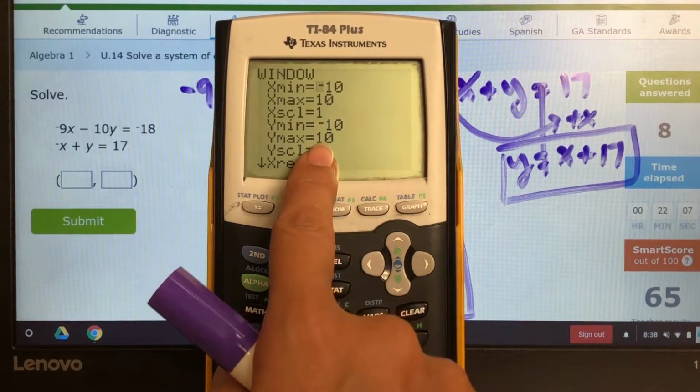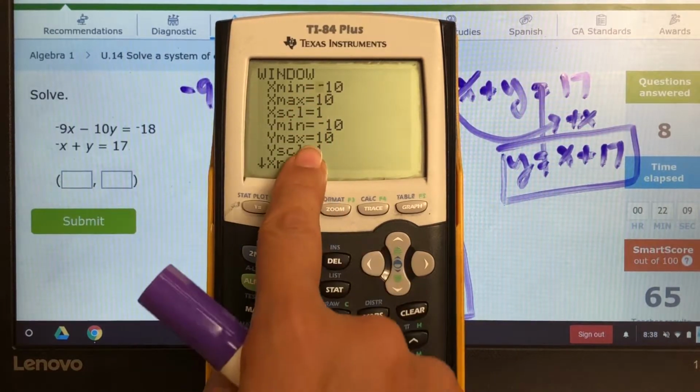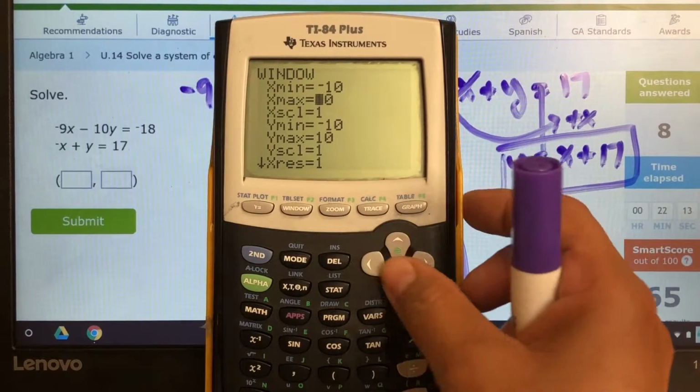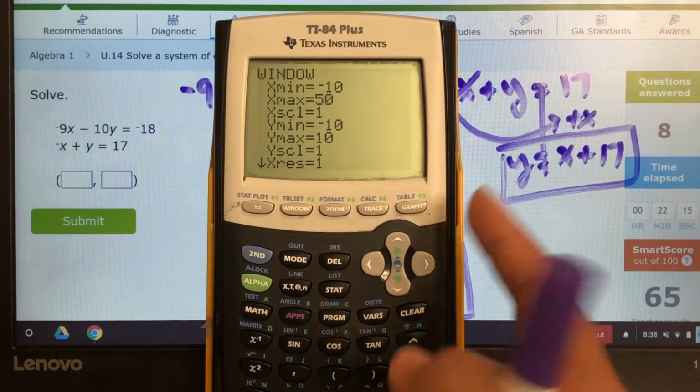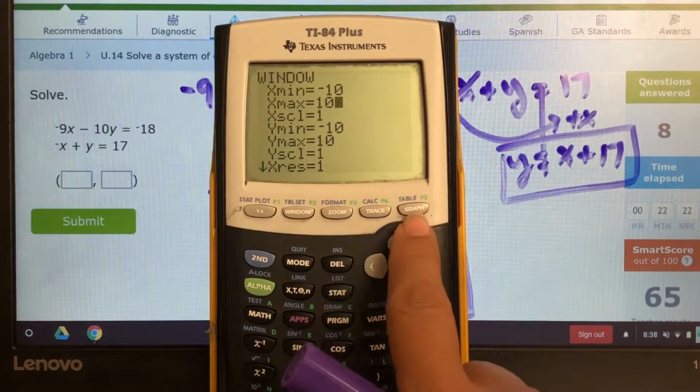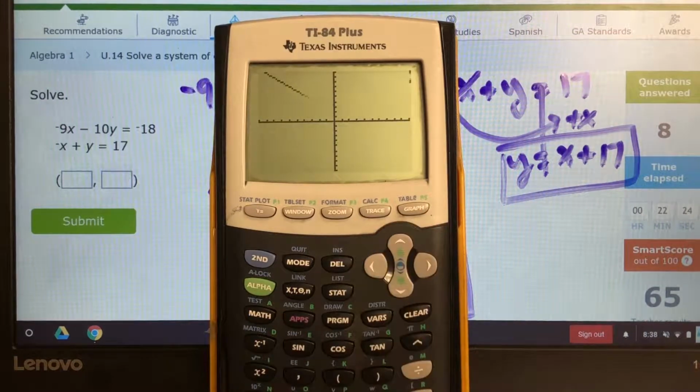Minimum for y is negative 10, maximum is 10, and it goes up in 1. Once your window looks like this, and if you need to change it, you just move the arrows and type it in. So if I want to change this to 5, you press clear and then I can change it to 5. So press clear and I want it 10. Then you're going to hit this word here, graph. And it's going to graph both lines, okay?